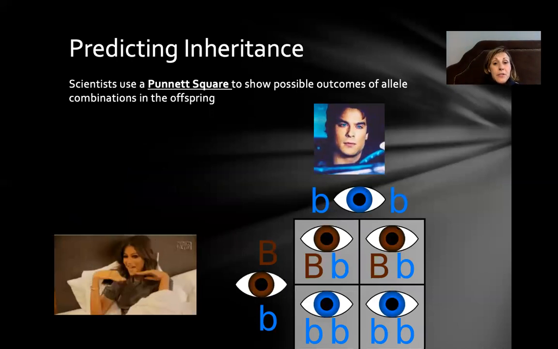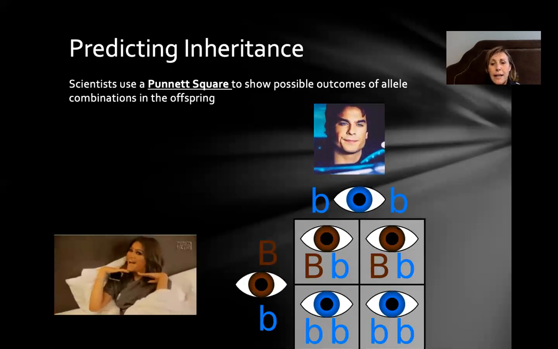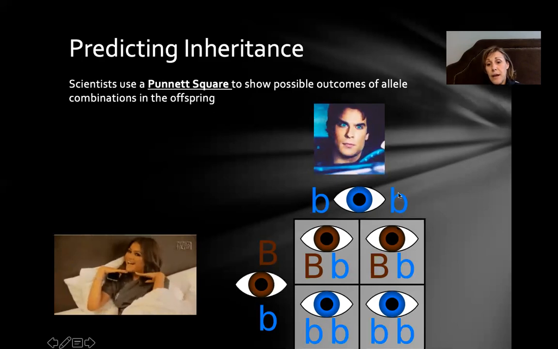All right, scientists use a Punnett square to determine possible outcomes of alleles and combinations. And I know that you've used these before, like I know you did SpongeBob genetics in 7th grade. But anyway, say you had a parent that had blue eyes. And in this case, when you're doing Punnett squares, one parent's alleles go on top.